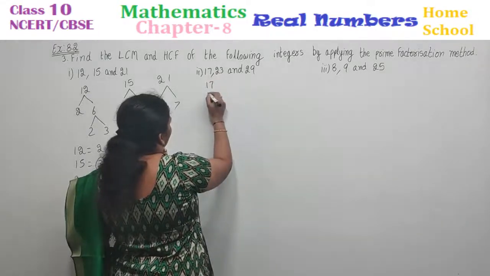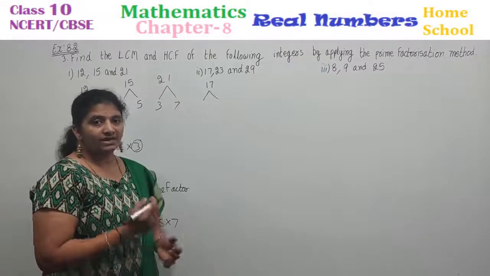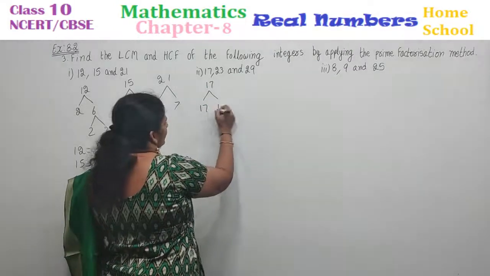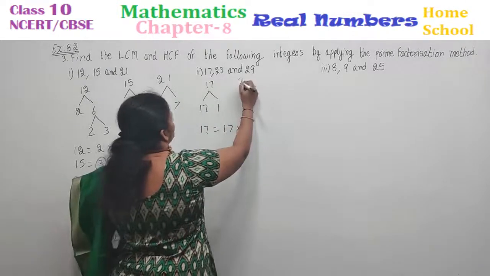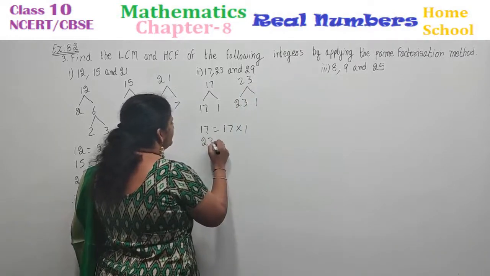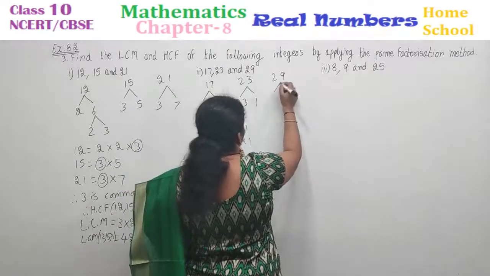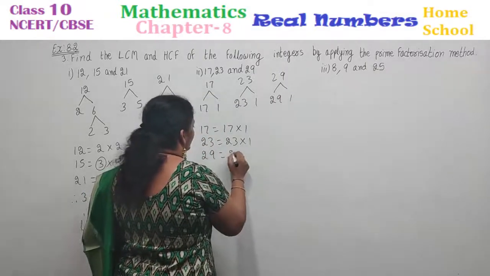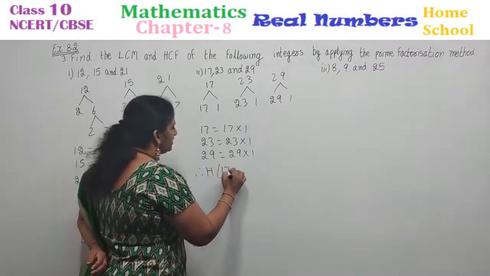Second one, 17. Split 17. No, I cannot split. 17 is first of all a prime number. So I can write it as 17 ones. 17 equal to 17 into 1. 23. 23 is also a prime number. I may write it as 23 ones are 23. And again 29. 29 ones are 29.